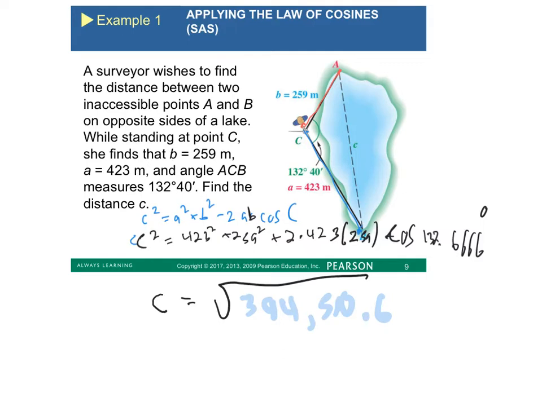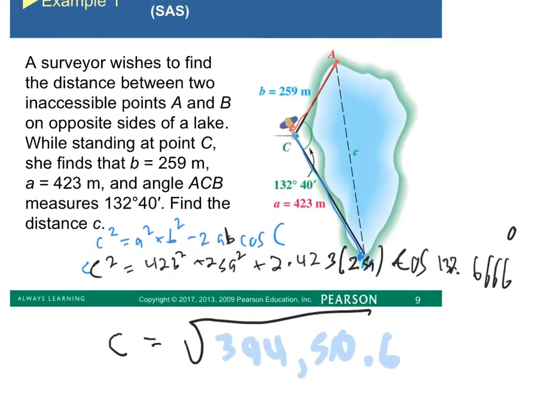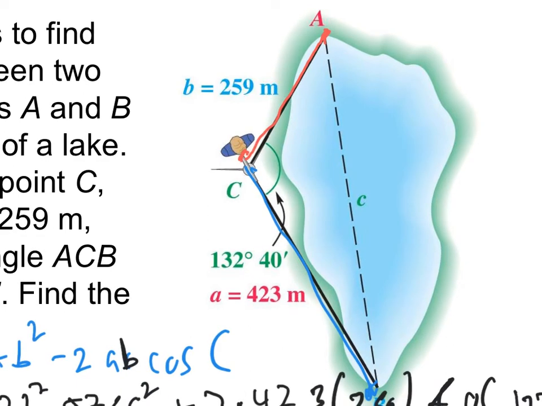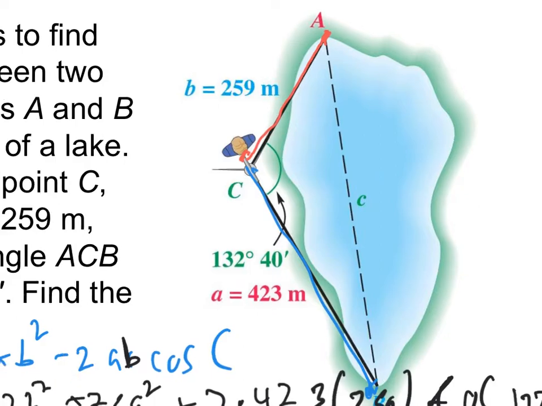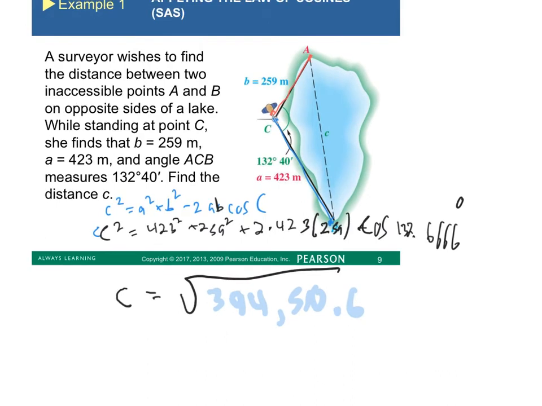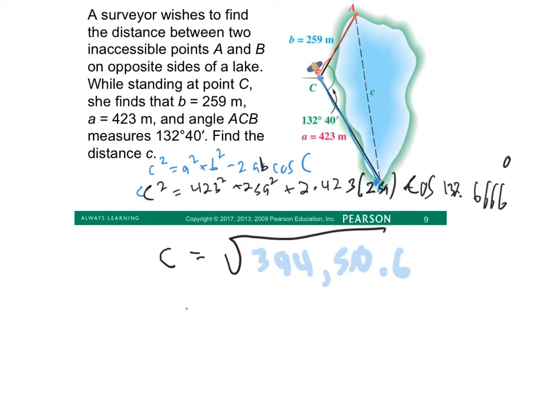394,510.6. The reason I stopped at one decimal was because if you look at his problem, he didn't have any decimals, and the 40 minutes would be 0.666. I could have taken more sixes in there, I guess. All right, now I've got to take the square root of it. So C will be approximately.